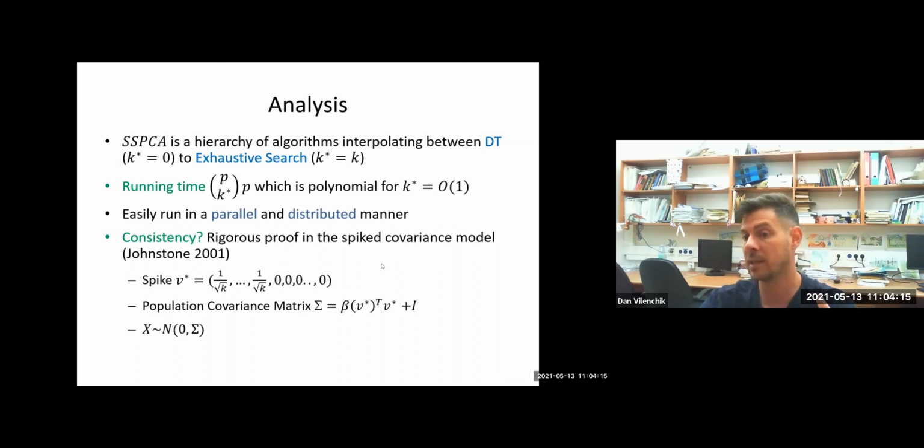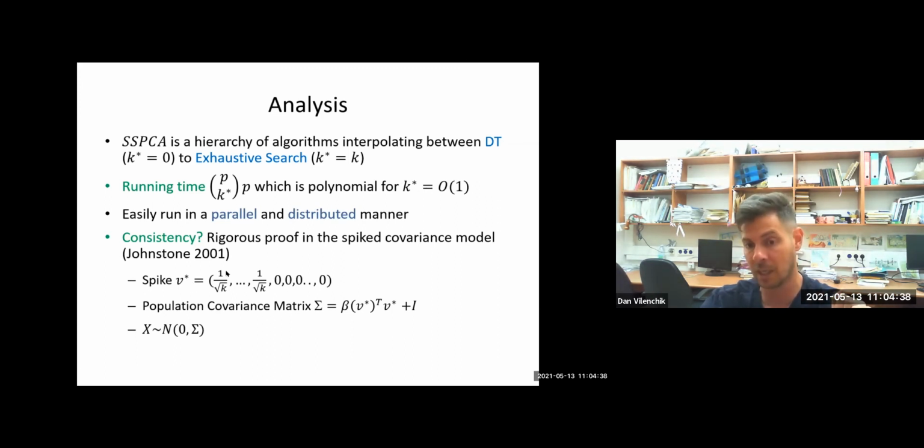And the rigorous analysis was carried out in the spiked covariance model. That's a very nice toy model introduced by Johnstone in 2001. And this is the way the distribution is defined. So you have a planted solution, V star, and let's assume now, for simplicity, that that's the signal that you're looking for.